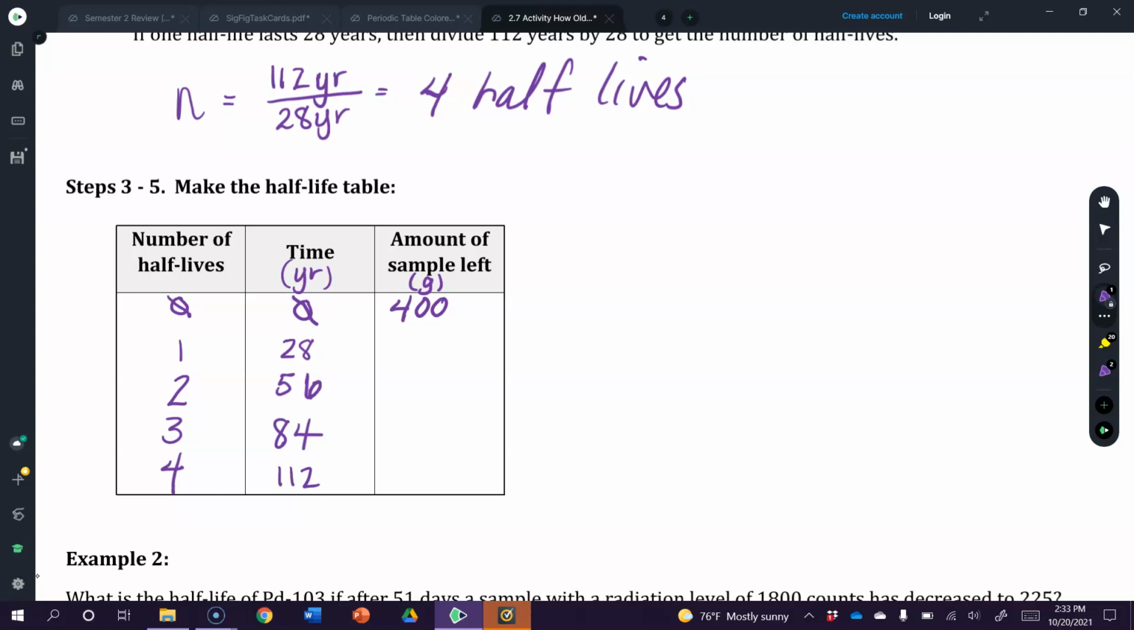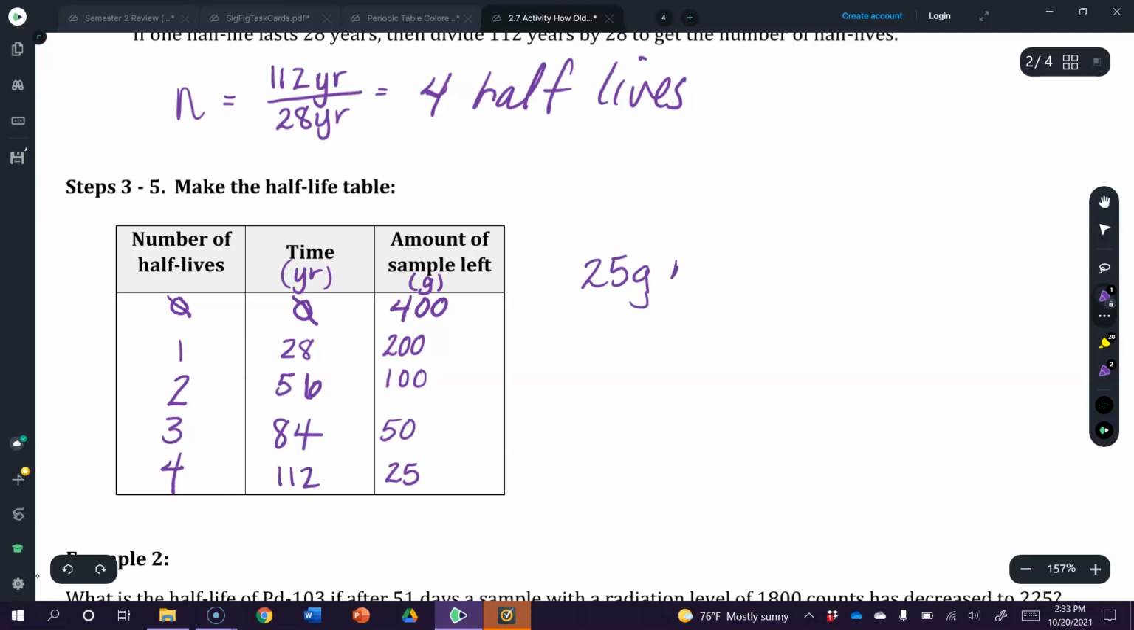Okay, then our last step is to divide our sample in half, as many half-lives as we have. So we're going to divide it in half 4 times. So 400 divided by 2 is 200. Divide it in half again is 100. Half again is 50. And then a final time is 25. So that tells us that 25 grams remains after 112 years.